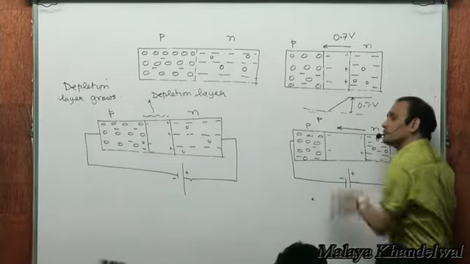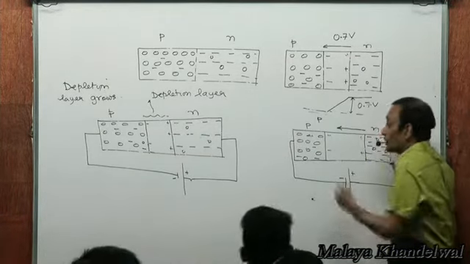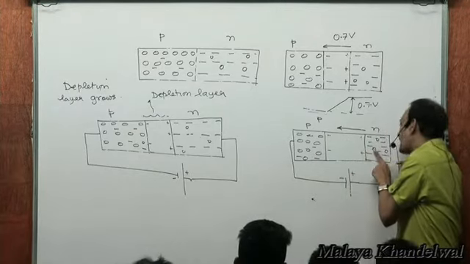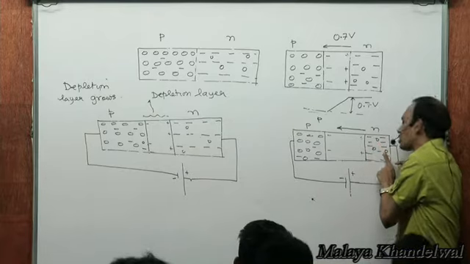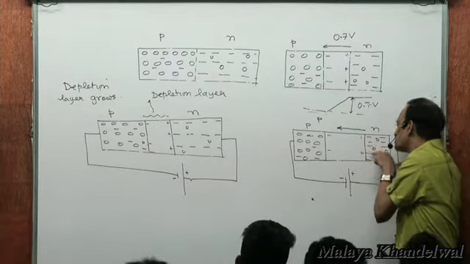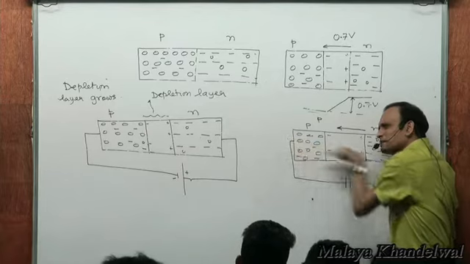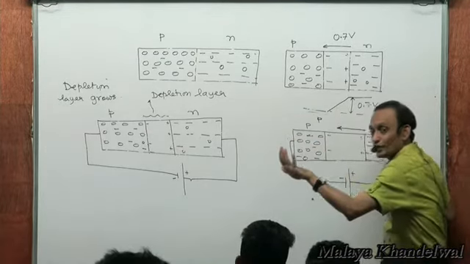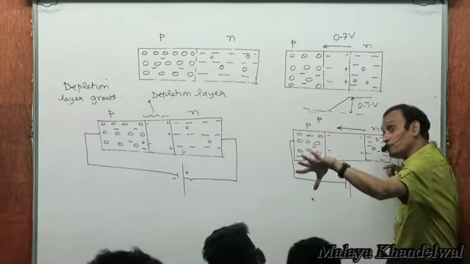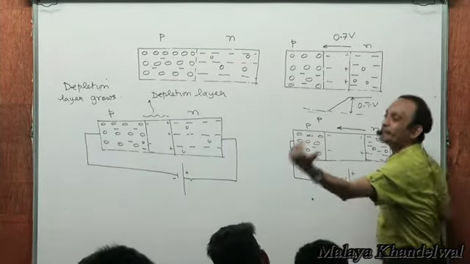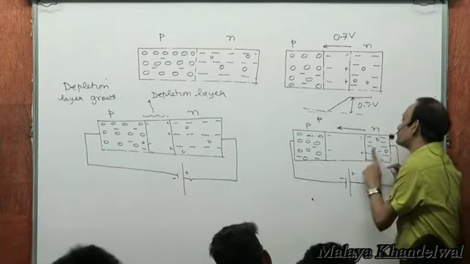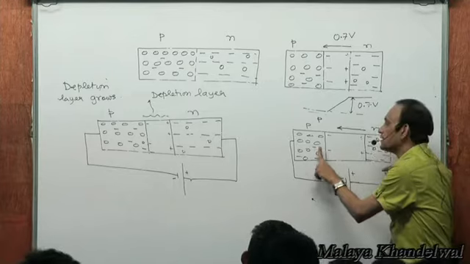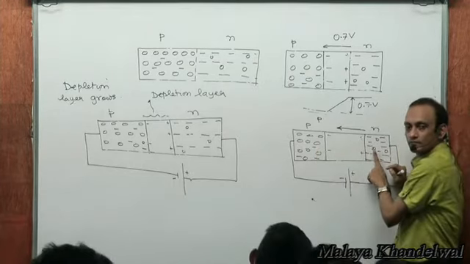In this direction, what can move? Holes. In this direction, what can move? Electrons. Do I have holes as my minority charge carriers here? So these minority charge carriers in small numbers can move, can drift, not diffuse, they will drift. Majority charge carriers will diffuse, but minority charge carriers will drift. So holes would want to move this way, can move this way, right? Electrons can move this way, right?